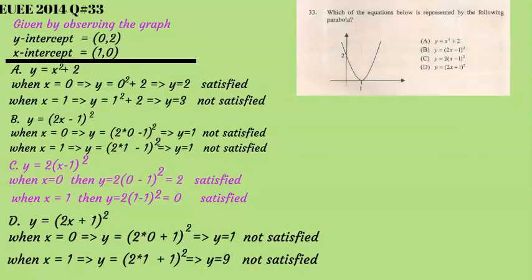the points. The correct answer makes both true. You have to find something that will make both 0.2 and 1.0 true out of these equations. That's how you solve this one.